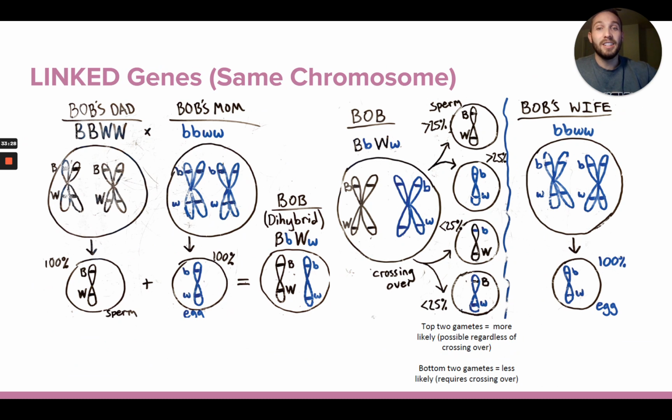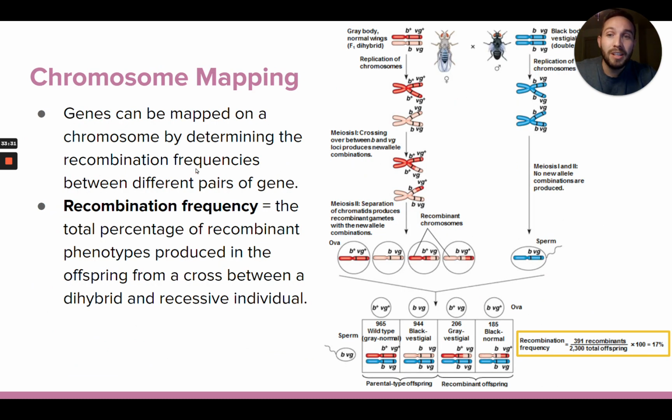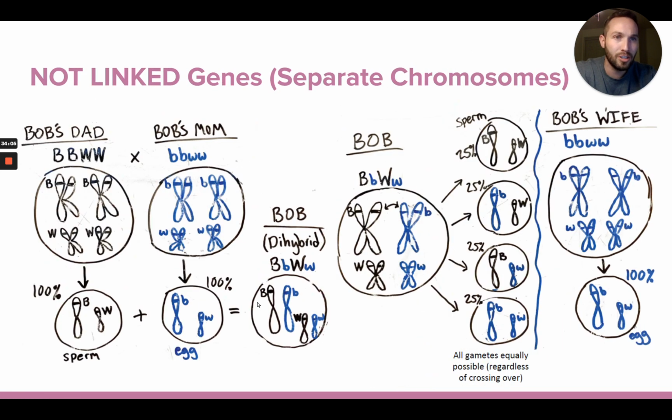Now, to take it a step further, he actually started using this data that he was collecting to start mapping and figuring out how far genes are away from each other on a chromosome compared to other genes. So he actually started doing something called chromosome mapping, which is where you start figuring out what distance genes are from each other on a chromosome. And what he found out is that it's dependent on something called the recombination frequency, or the recombinant frequency. The recombination frequency is the total percentage of recombinant phenotypes that are produced in a cross between a dihybrid and a recessive individual, like this cross I just showed you.